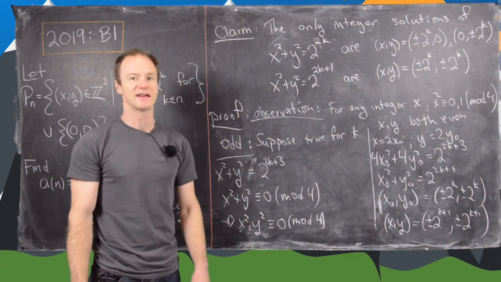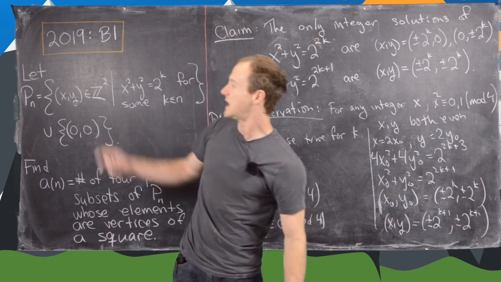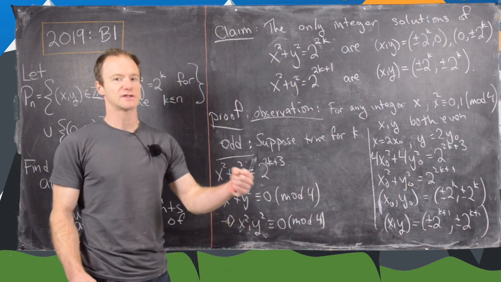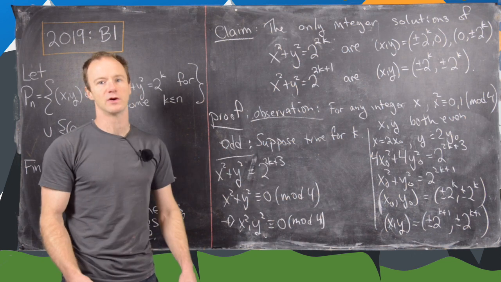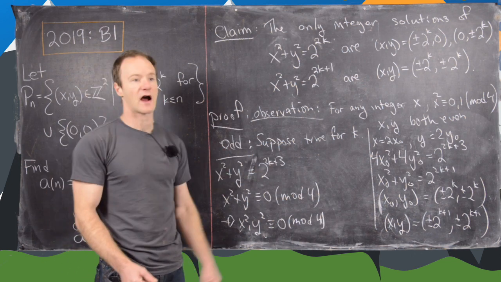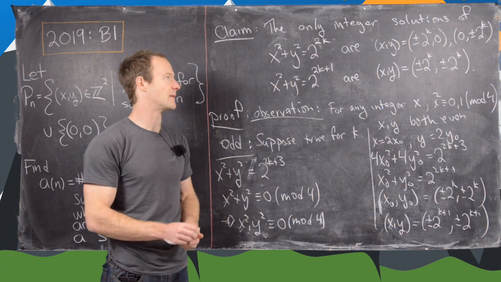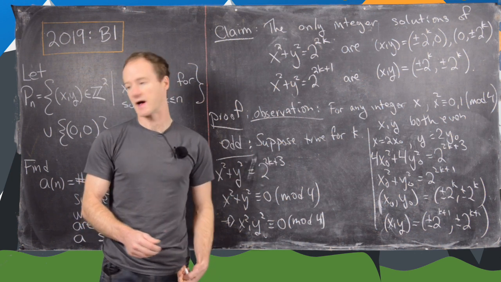So what this really tells us is that Pn plus 1 is equal to Pn and then 4 additional points. And that's exactly what we'll use to prove our claim that we had before. Okay, I'll clean up the board and then we'll get to that.